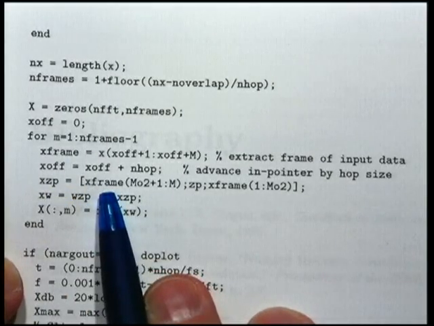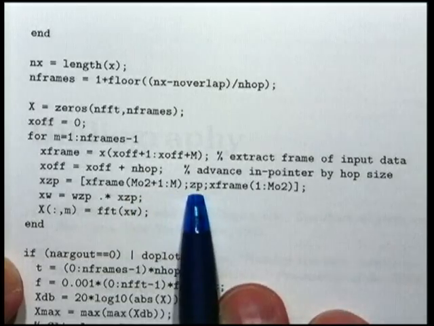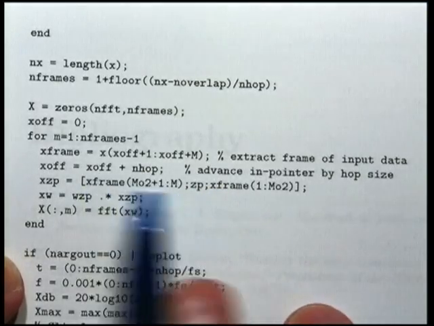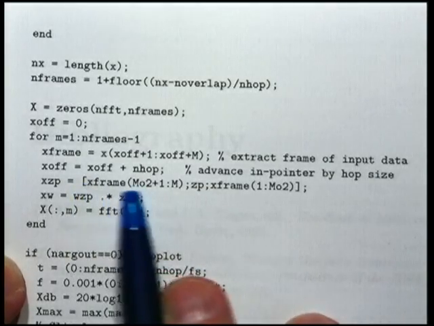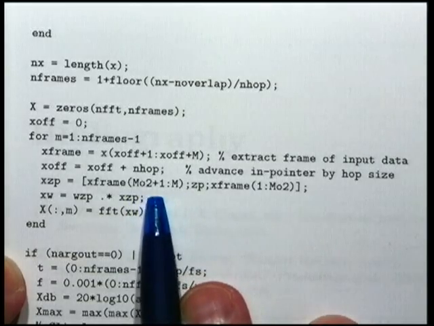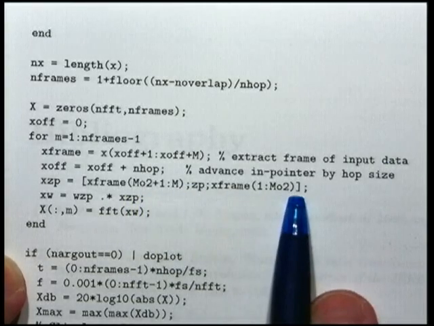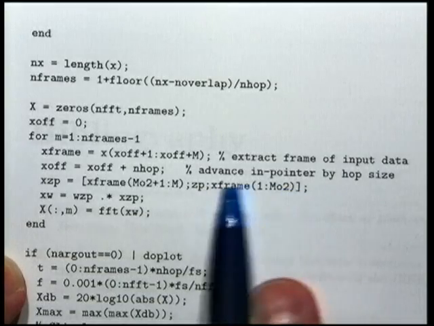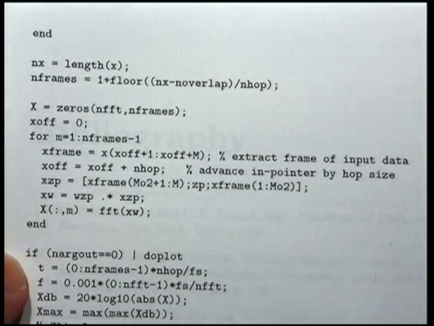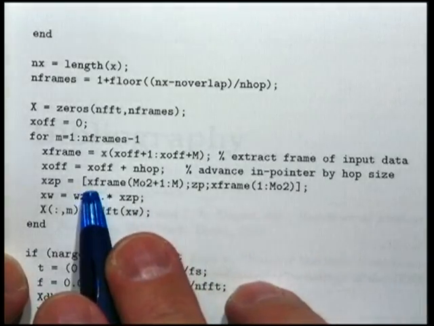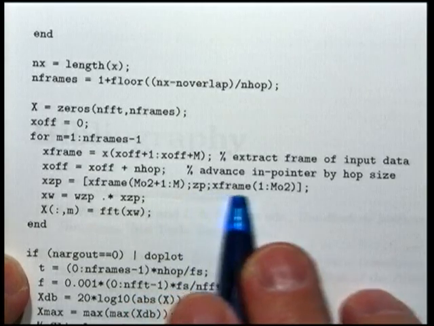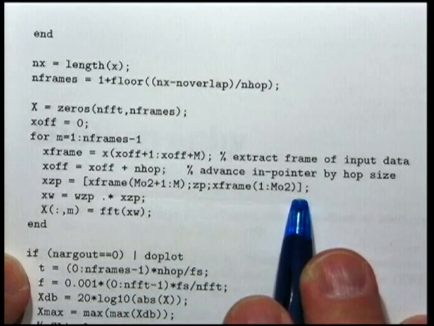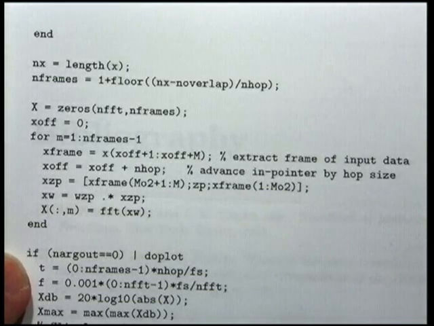XZP is our frame, X frame, with some zero padding. And notice I'm doing zero phase processing here, so I have half the frame starting at time 0 to M over 2, and then I have the other half way out here. So this is causal processing. I'm sorry, zero phase processing, where positive time goes in the front of the buffer, the zero padding goes in the middle, and then negative time goes at the far right. So that's your zero phase loading of the FFT buffer.